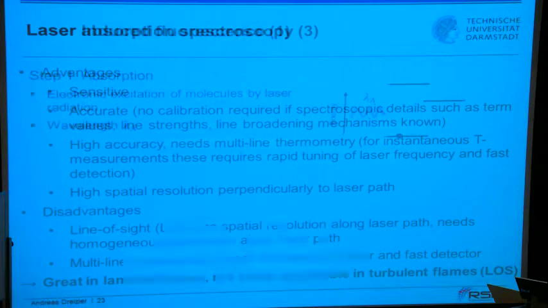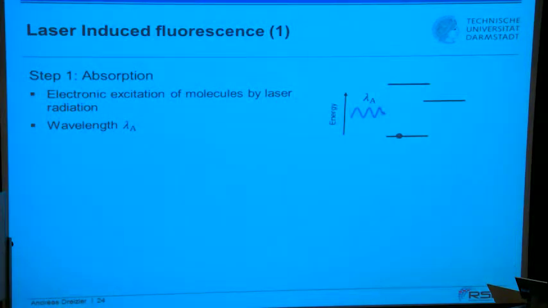So we have discussed that. Now, because it's a line of sight method, we switch gears and look for a different technique that allows for spatial resolution. And that is a very popular technique, laser-induced fluorescence. I'm sure you have heard about that. And I guess many of you, is anyone using LIF? I would be astonished if not. Oh, that's only a handful. I would have expected more.